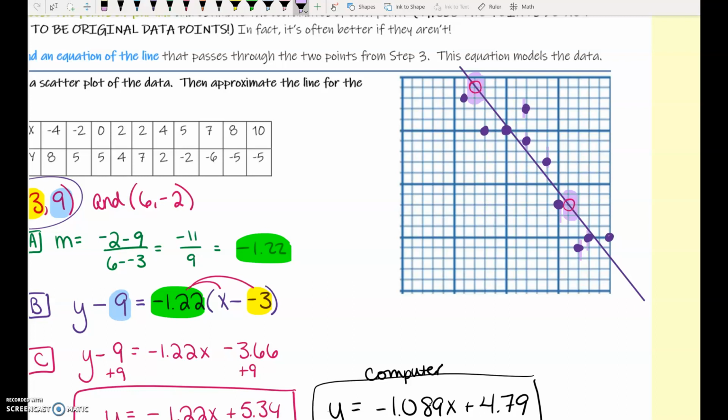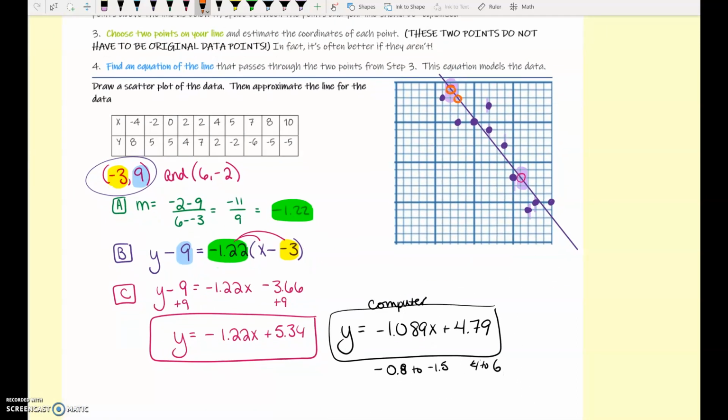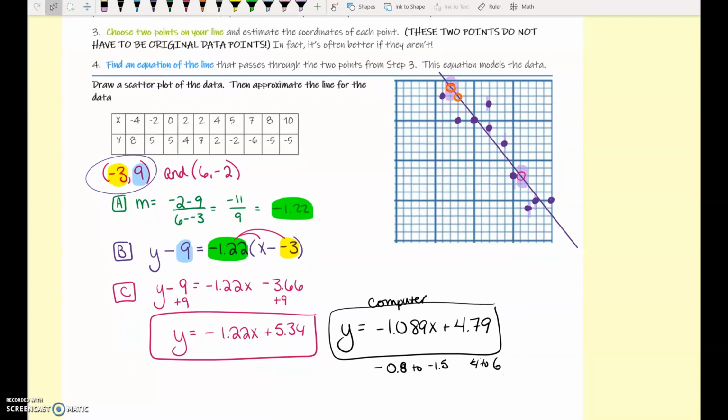You don't want to pick, here, I'll do this in orange, I wouldn't want to pick this point that I picked and a point like super, super close to it, because that's going to make your slope look funky. And then find the equation of the line that passes through those points. Find the slope, put it in point slope form. Decimals are fine. Distribute, you're going to have decimals, that's totally fine.